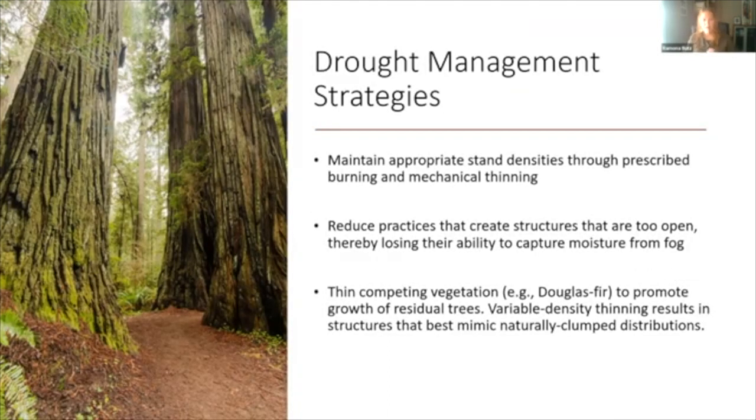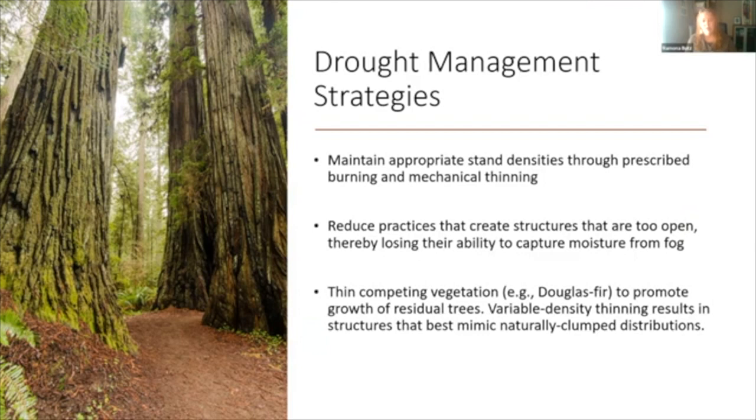So if we want to talk about some drought management strategies in redwoods, the importance of maintaining appropriate stand densities through prescribed burning and mechanical thinning is something that Chris just touched on a fair bit in his talk as well. In redwood forests, the pre-settlement fire return interval, or fire regime, was an average of about 23 years, with a very large range of about 10 years to 170 years.